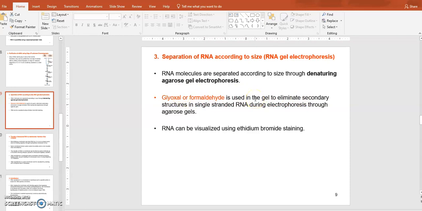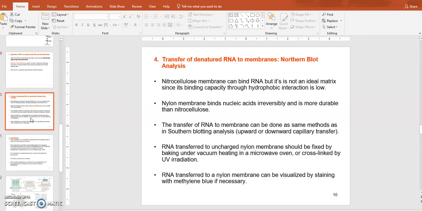Because your RNA is single-stranded, it can make a bunch of hairpin structures. To remove those hairpins from RNA molecules, you add these chemicals, formaldehyde and glyoxal, and your RNA single strand will be relaxed. That treatment is needed for your RNA to be denatured, so it doesn't have any secondary structure, so you can bind with the probe. That is important. And then RNA can be visualized with ethidium bromide staining if you want to. The rest of the process is the same.